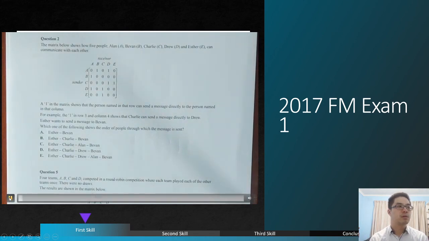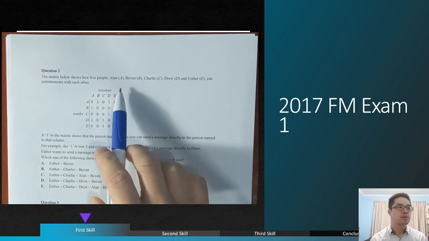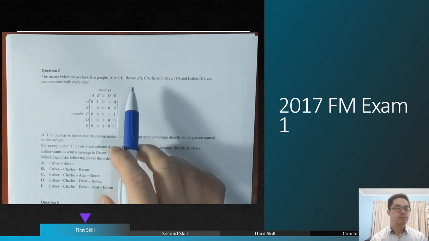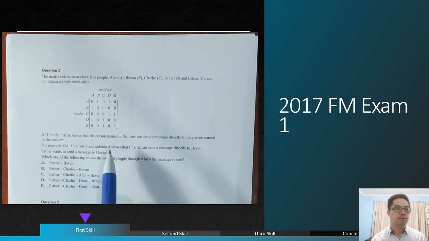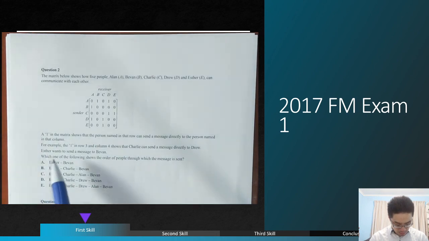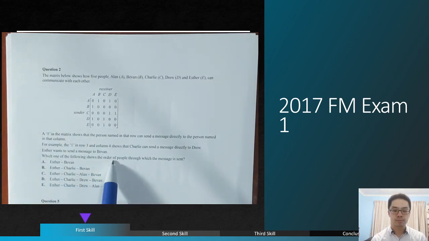Hello. So we're looking at 2017 Federal Maths Exam 1, question 2. The matrix below shows how 5 people, A, B, C, D, and E, can communicate with each other. A 1 in the matrix shows that the person named in that row can send a message directly to the person named in that column. So for example, the 1 in row 3, column 4 shows that Charlie can send a message directly to Jude. Esther wants to send a message to Bevan. Which one of the following shows the order of people through which the message is sent?